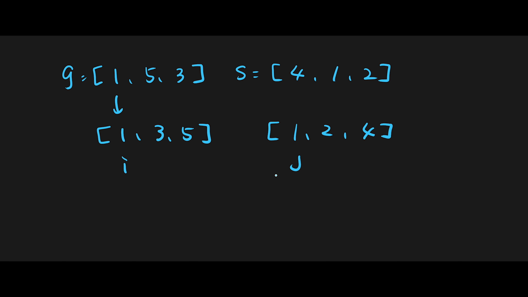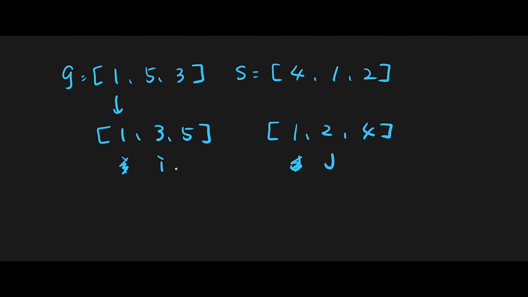In this case, i and j are 0, and the length of the array is 3, so we continue. Let's focus on the first child. This child has 1 for greed factor, and the current cookie is 1. So this child is satisfied with 1 cookie. In that case, we move the i index to next because this child is satisfied. Then every time, the cookie index j moves to next, even if the child is not satisfied.